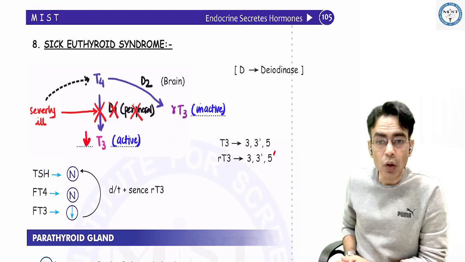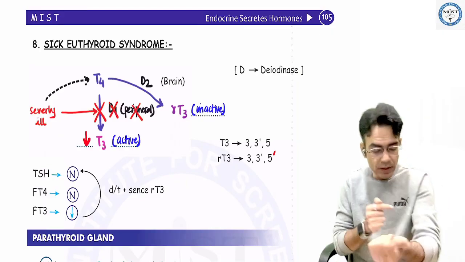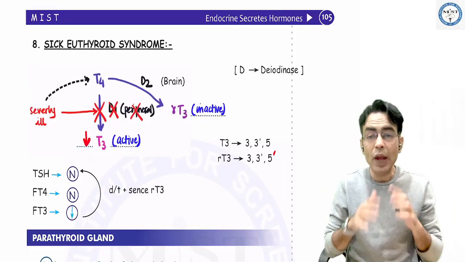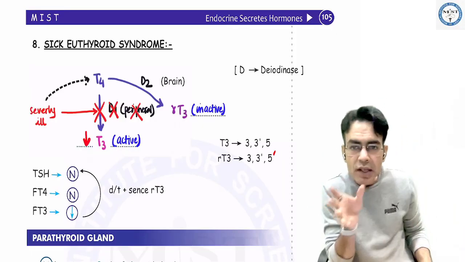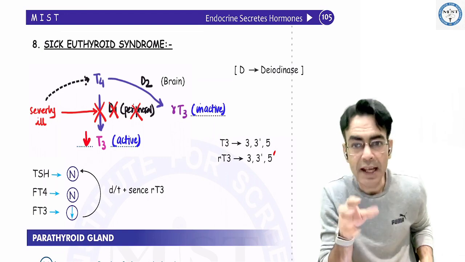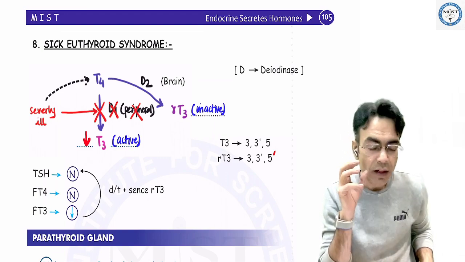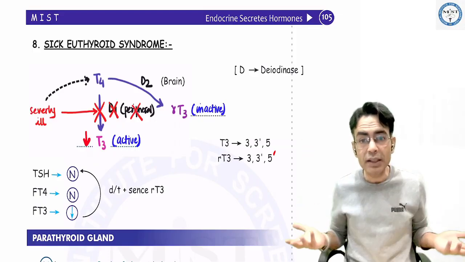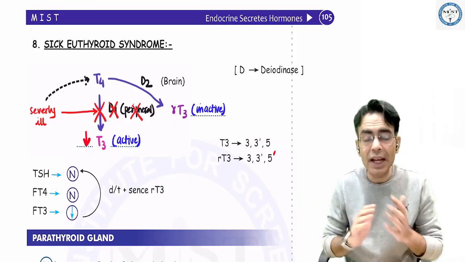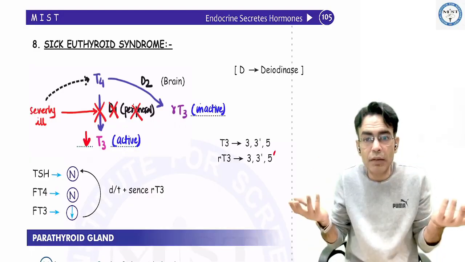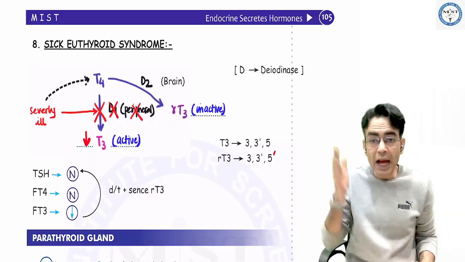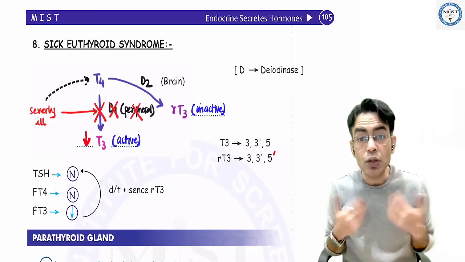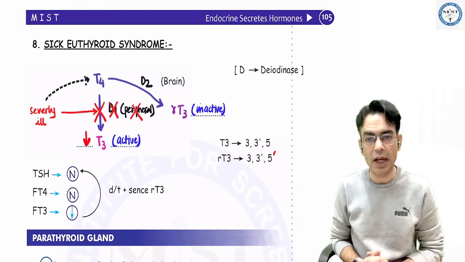Why so? Because in severely ill patients, the peripheral conversion is gone, but the central conversion, where you are converting your T4 into reverse T3, is still there. And reverse T3 is an inactive form of T3. So your pituitary feels that you have T3 in the blood, but that T3 is reverse T3 and it is non-functional. So your pituitary doesn't overstimulate. The pituitary thinks everything is fine. So the patient has severe hypothyroid features, but the investigations are euthyroid. And this is called sick euthyroid.